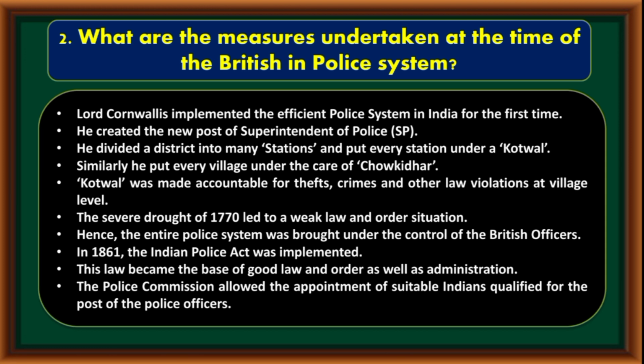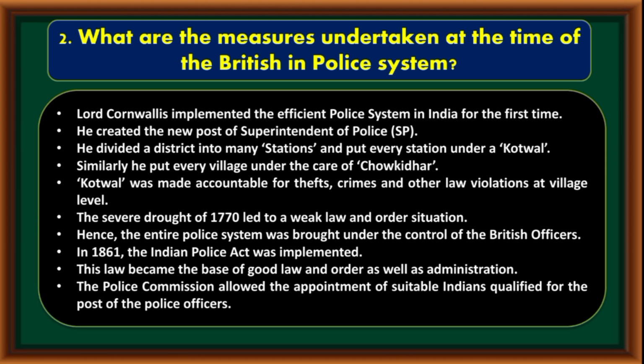What are the measures undertaken at the time of the British police system? Lord Cornwallis implemented the efficient police system in India for the first time. He created the new post of Superintendent of Police or SP. He divided the district into many stations and put every station under a kotwal. Similarly, he put every village under the care of Chowkidar. Kotwal was made accountable for thefts, crime and other law violations at village level.